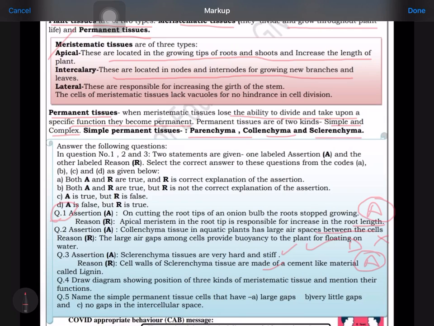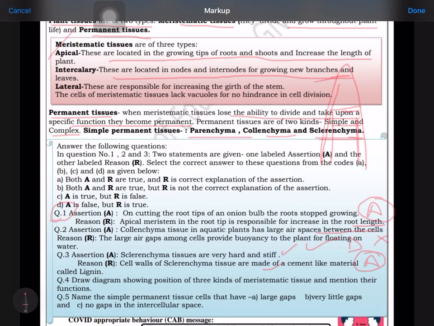Draw a diagram showing the position of three kinds of meristematic tissue and mention their function. In NCERT, one diagram is given like this, in which the apical meristem is shown, then between the nodes the intercalary meristem is shown, and the lateral meristem is shown. That diagram you can draw.